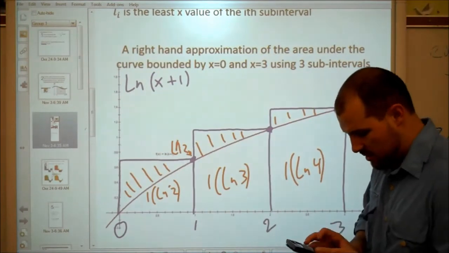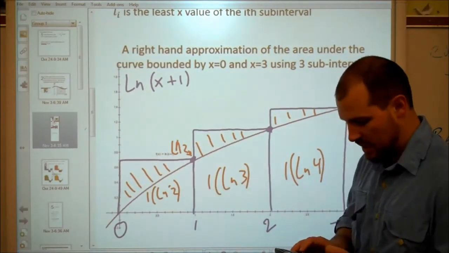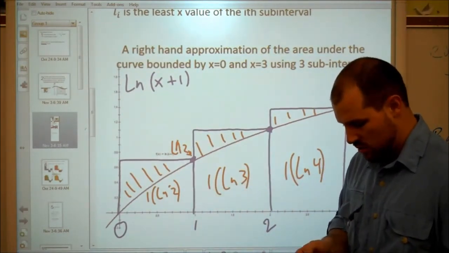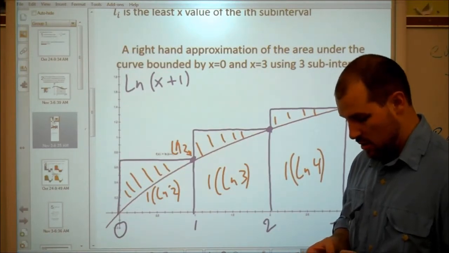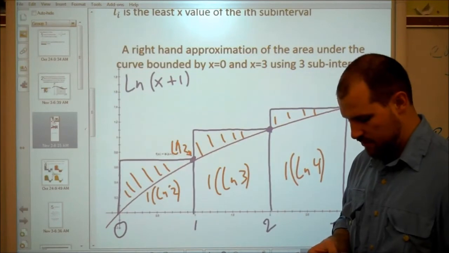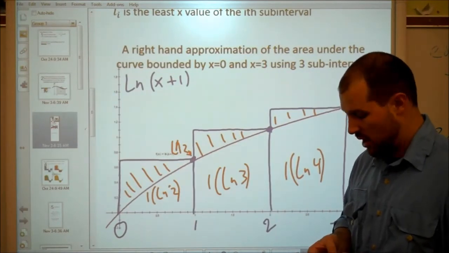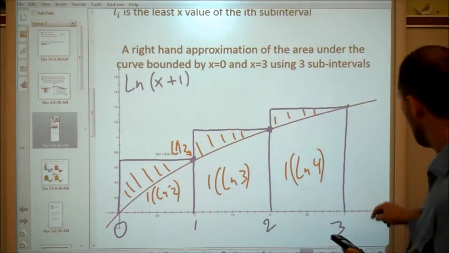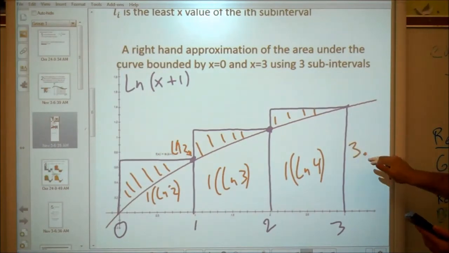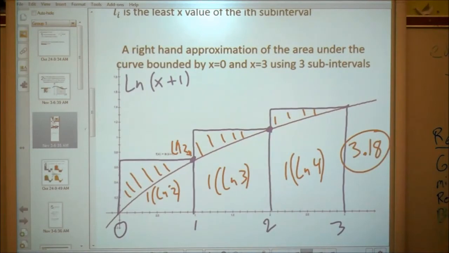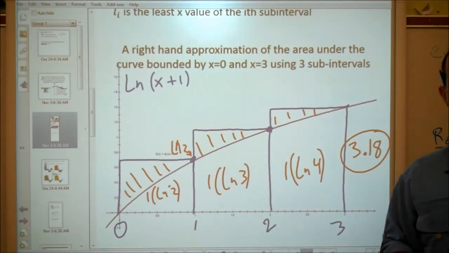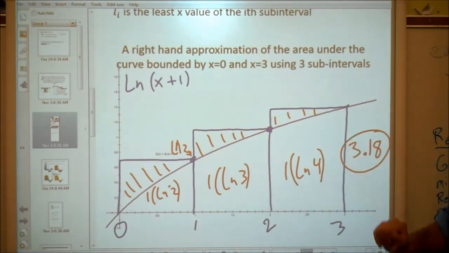I'm going to add those up. So they're all multiplied by 1. So what I'm typing in is natural log of 2 plus natural log of 3 plus natural log of 4. And when I do that, I get 3.18 as my total area. And so is that number too big or too small? I hope you can see that it's too big.